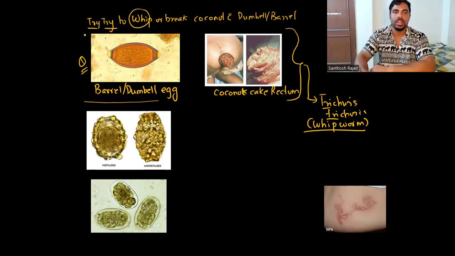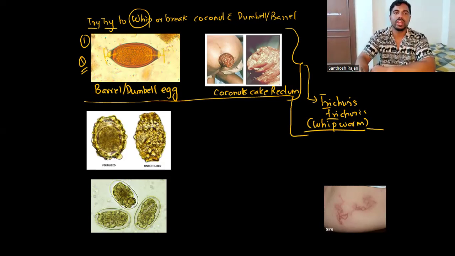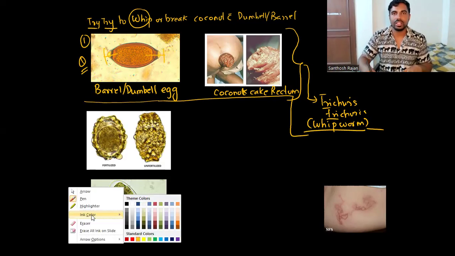So this is the first picture. Easily you can score if you get this picture. No mistakes if you see a plug on both sides. Some people remember it like this: on the sides you put a TT, so Trichuris trichiura. That's also an easy way to remember. Otherwise it's whipworm. Whip is better, because if they give the other name, you shouldn't get mixed up. Try to whip or break the coconut with a dumbbell or barrel. Very simple, right?